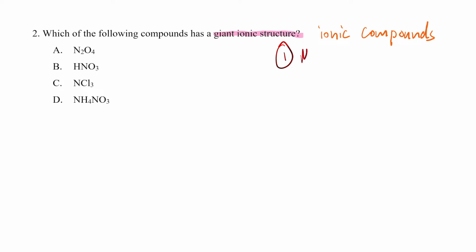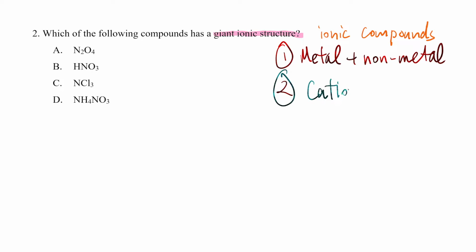The first type, very common, is a metal plus a non-metal. And the second type is when there may not be metals and non-metals, but there is a presence of a positive ion, a cation, and a negative ion, an anion. This is less likely. Anion stands for a negative ion. Let's look at these options and see whether they match the definition of ionic compounds.